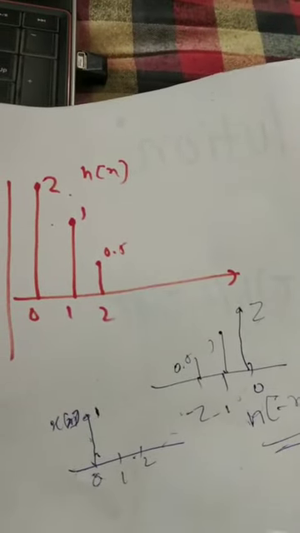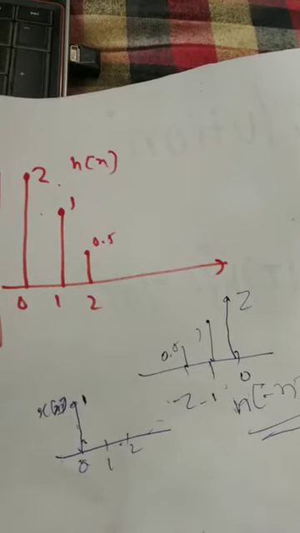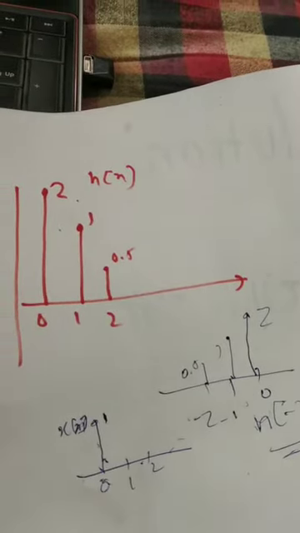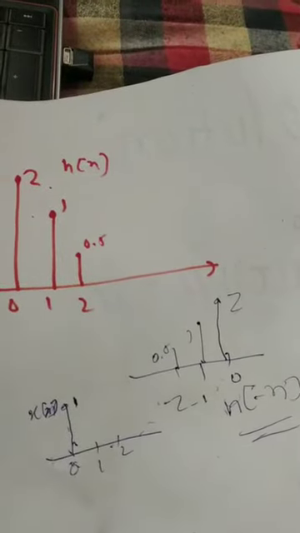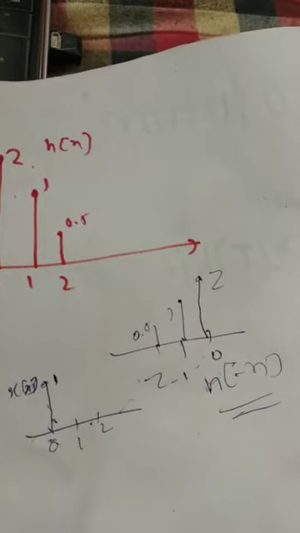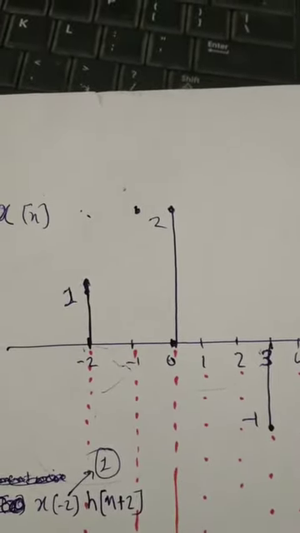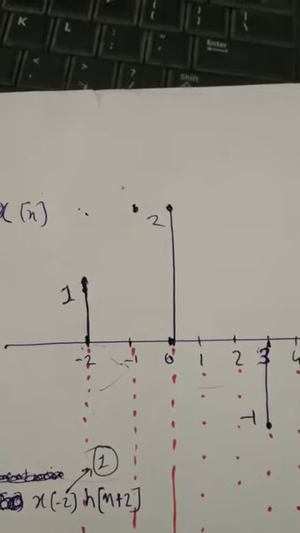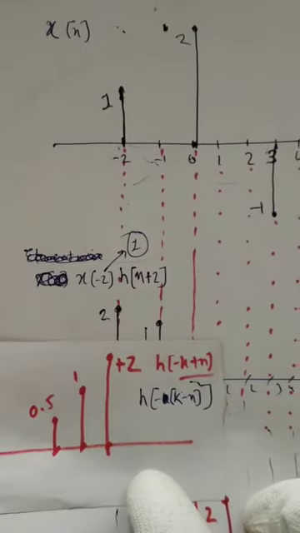So for 0 it's the same, but we can say h of minus 1 and h of minus 2 is the mirror image of h of n. So it's a flipped version of h of n. First of all I need to flip, and then I would shift. I would have to shift at x of minus 2 in order to calculate the output. So let's see, I just shifted and flipped.